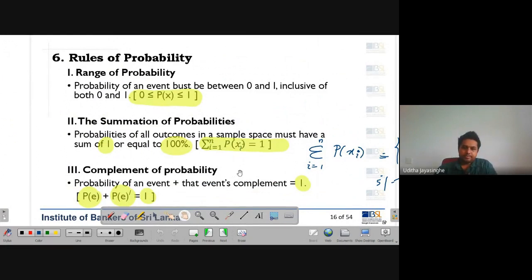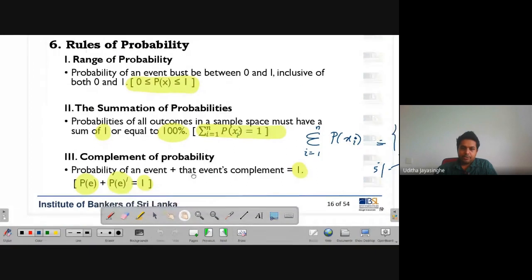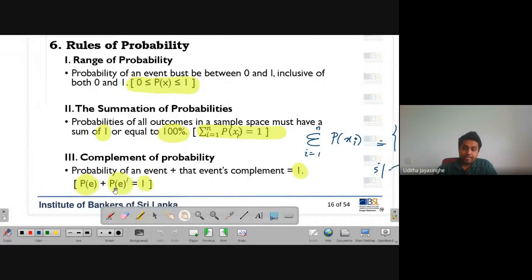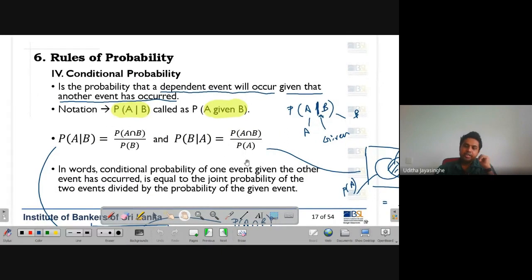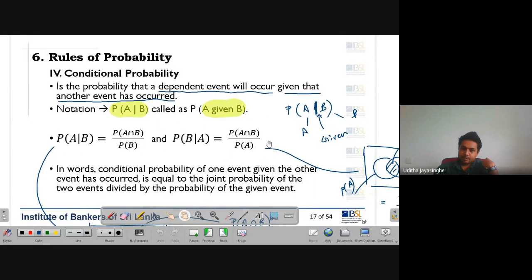That's the broad idea. And also, if you add the probability of a particular event and that event's complement, it is also going to be 1. We discussed these with the visual representation of Venn diagrams, and then we are going to formally put them down so that you can learn these theories. Conditional probability is something very interesting, which we didn't discuss previously. We're being given an introduction here.